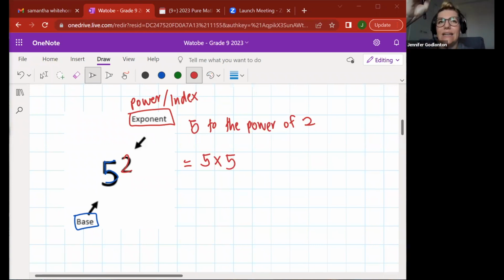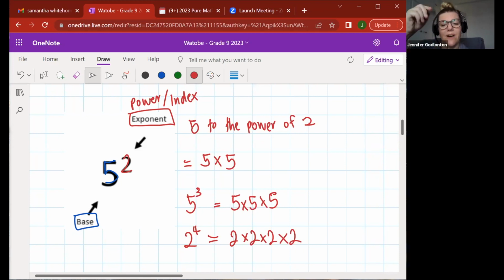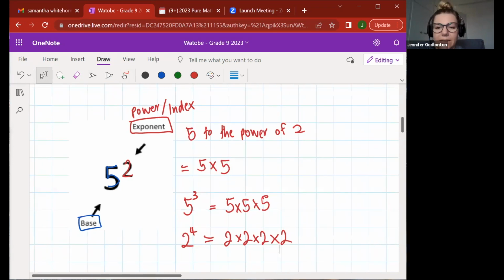So just be careful. If we have a power, it's saying, if I had 5 to the power of 3, that's saying I've got 3 5s. So I've got 5 times 5 times 5. If I had 2 to the power of 4, that means I've got 2 times 2 times 2 times 2. So just be careful. It's not going to be 5 times 3 or 2 times 4. It's going to be 5 times 5 times 5, 2 times 2 times 2 times 2. So that's just your basic idea of what is an index, what is an exponent and what is a base. All right.